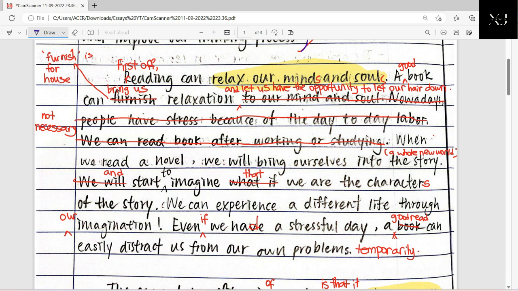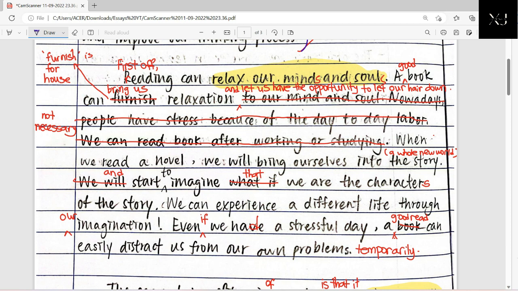Okay, so later on she elaborated by saying that when we read a novel, we will actually be bringing ourselves into the story, or I gave her a suggestion, we will bring ourselves into a whole new world and start to imagine that we are the characters of the story. Because some people like me, I'm a big fangirl. When I read stories, when I read comics, when I watch movies, I will also imagine that if I'm a character in that movie, what would I be doing, what would I be feeling if that particular event happened to me.